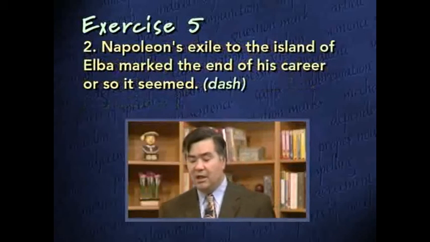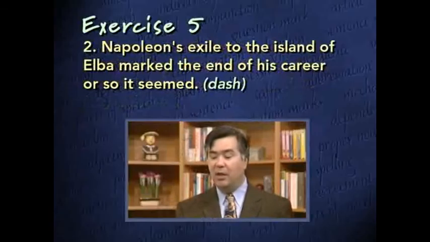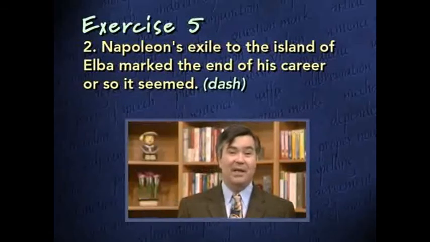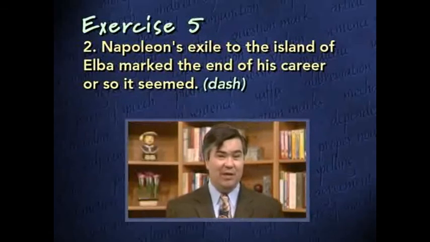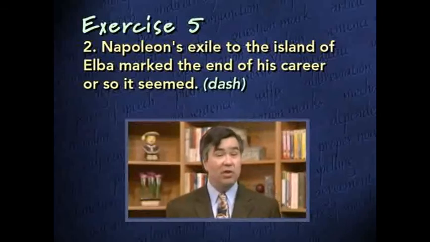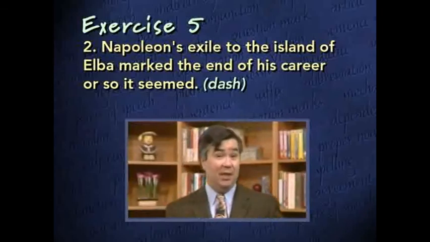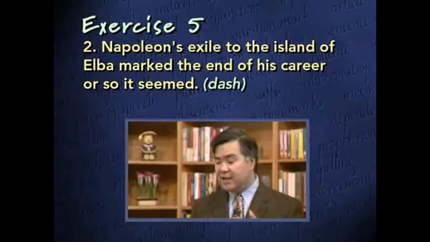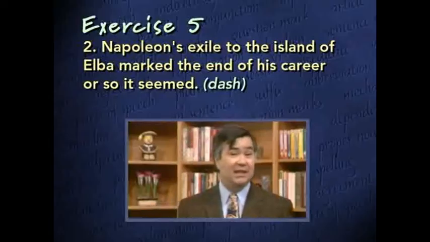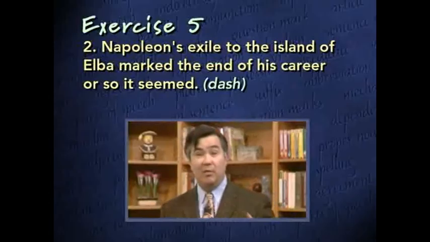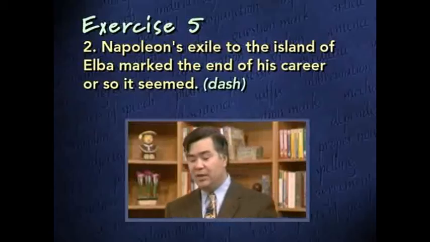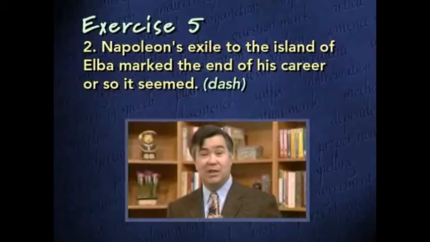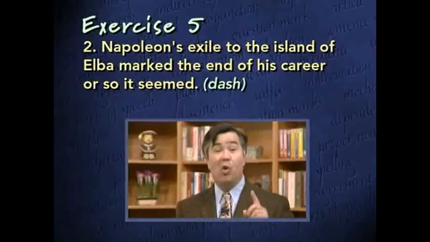Next example. Napoleon's exile to the island of Elba marked the end of his career, or so it seemed. And we've recommended that you insert a dash or dashes somewhere into the sentence. Now, a dash, remember, is used to signal an abrupt break in the meaning of the sentence. Is there an abrupt break anywhere here? Well, yes. The last 4 words of the sentence take a very different tack from the remaining part of the sentence. Up to that point in the sentence, we're being told that Napoleon's career was over. But the last 4 words tell us something different is going to happen, or so it seemed.